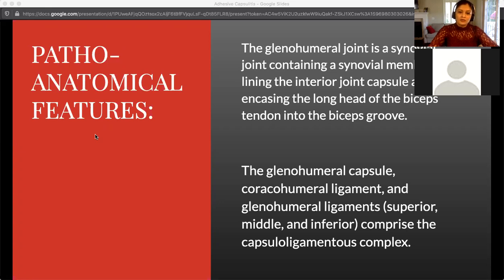All right, so let us talk about the pathoanatomical features of the frozen shoulder.